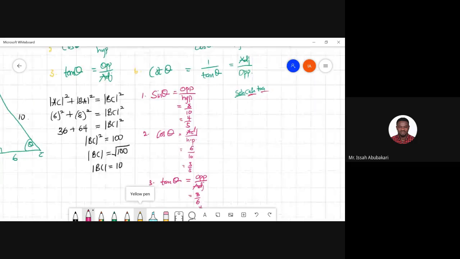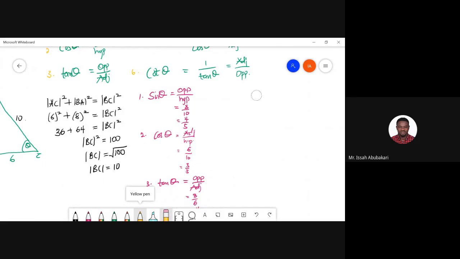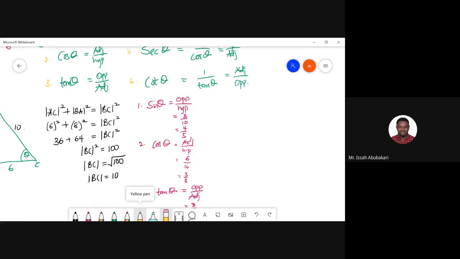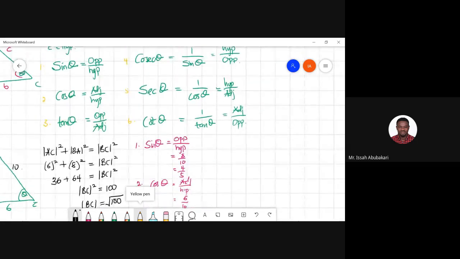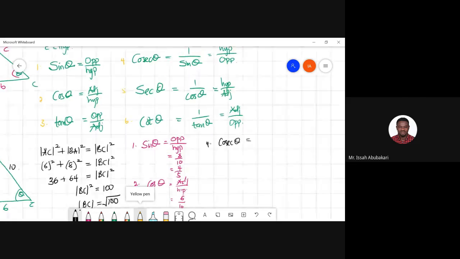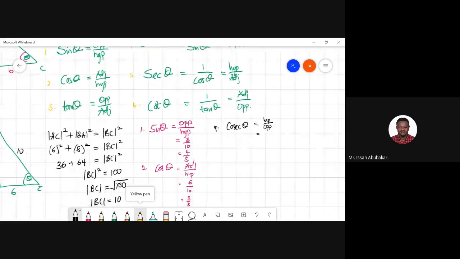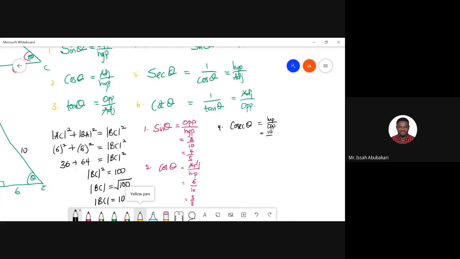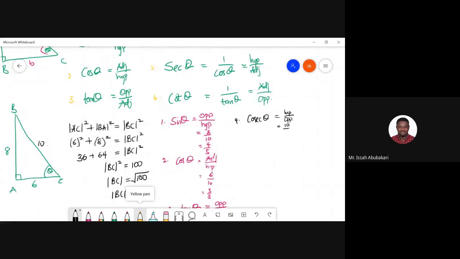Now let's look at the opposite side, if you're going to get the same answer or not. So the first one that we are going to talk about is cosec theta. So number 4, cosec theta. And we said is what? The opposite, direct opposite of this. So we are going to get hypotenuse divided by opposite, right? And the hypotenuse from the diagram is 10 divided by opposite, which is, opposite is what? 8. And we are going to get 5 divided by 4.